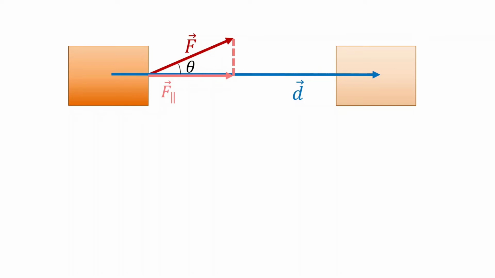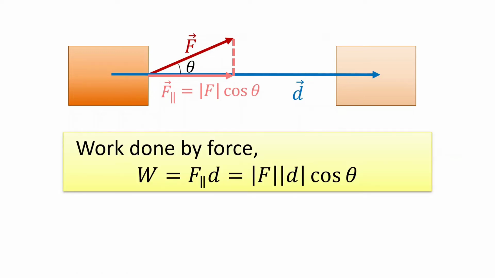So let's analyze how we can calculate the component of the force parallel to the displacement when we know the magnitude of the force and the angle that the force makes with the direction of the displacement. Since we are trying to find the adjacent side of a right triangle, we can use the cosine of the angle to find the component of the force parallel to the displacement. This way, the work done by the force can be calculated as the magnitude of the force, times the magnitude of the displacement, times the cosine of the angle between the force and the displacement.